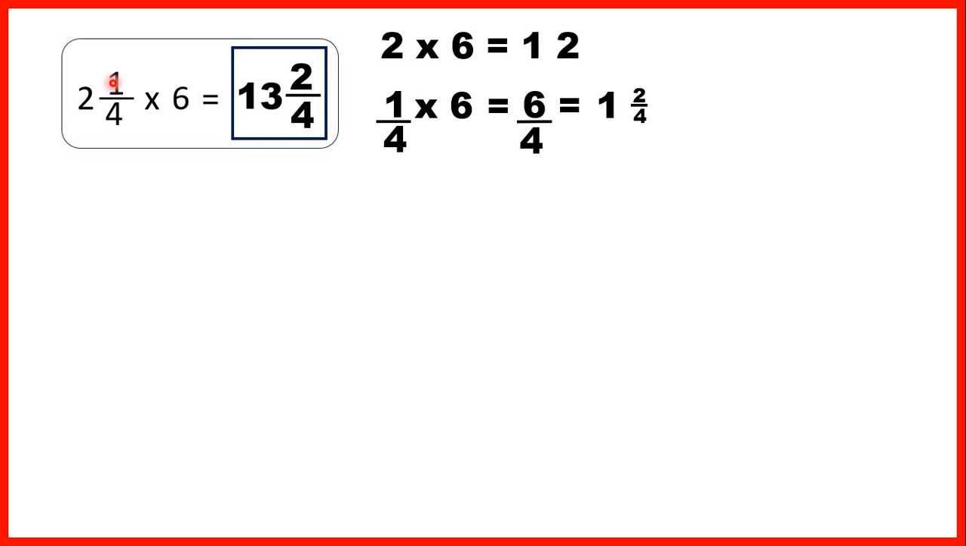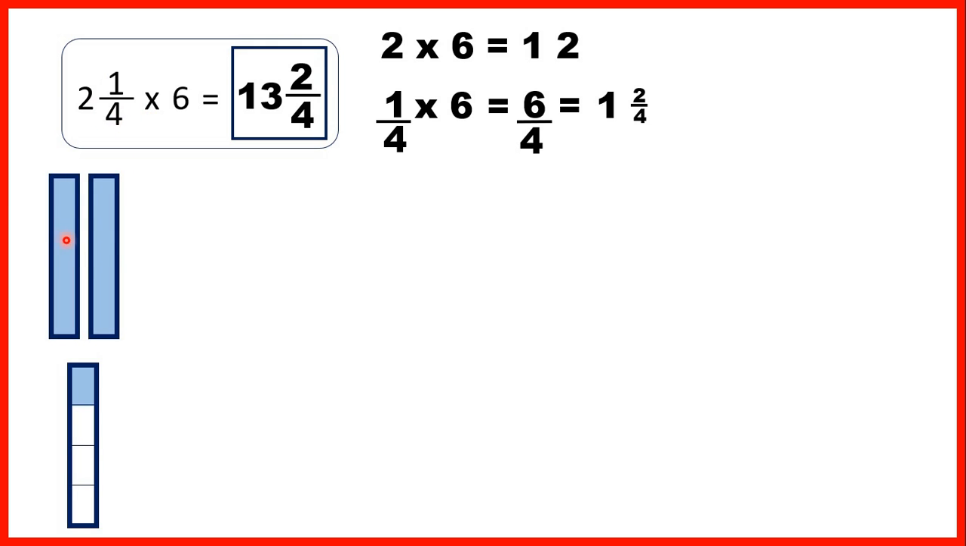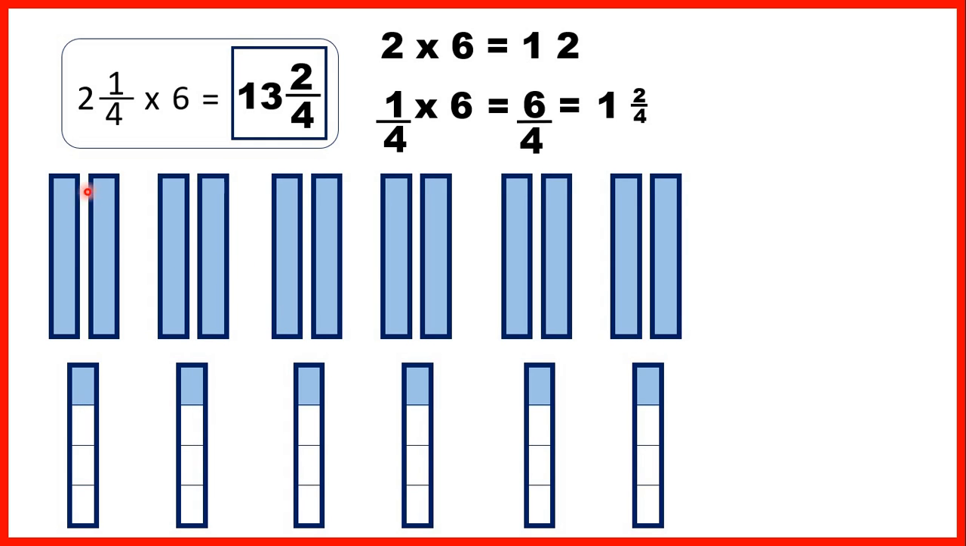We have 2 and 1 quarter, so there's 2 wholes and 1 quarter of another fraction bar, and this time we're multiplying by 6, so we need to show 2 and 1 quarter 6 times. There we've got 2 and a quarter 1, 2, 3, 4, 5, 6 times. So you can see how our working out matches.